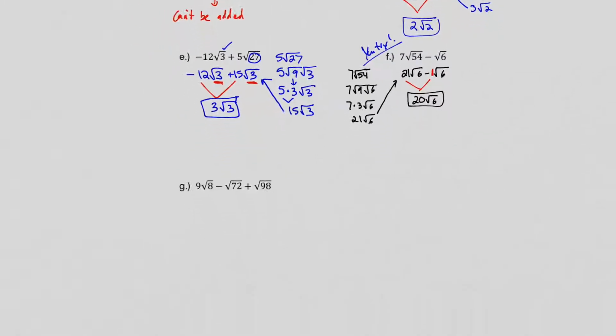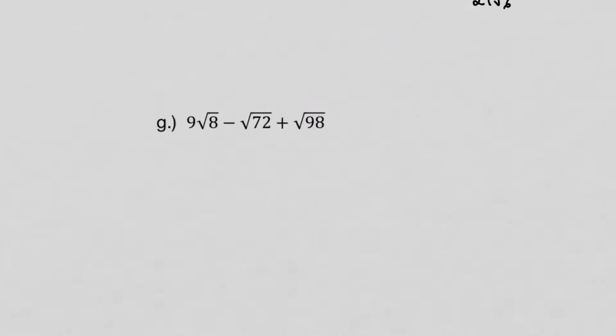Let's take a look at G. All right, let's take a look at letter G. G has 3 parts, and each of these parts we're going to have to simplify. As you can see, there's a perfect square in 8, in 72, and in 98. You may not realize the 98 or the 72, but they're there. Since we have to simplify every single term anyway, we can just go ahead and break up the 8, break up the 72, and the 98.